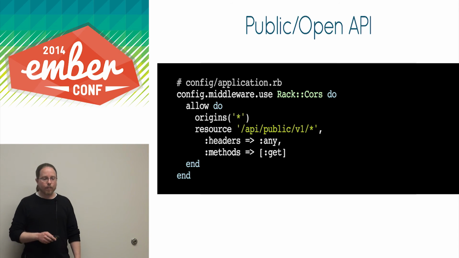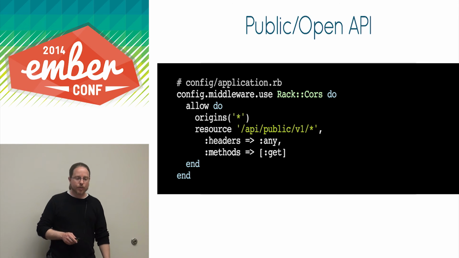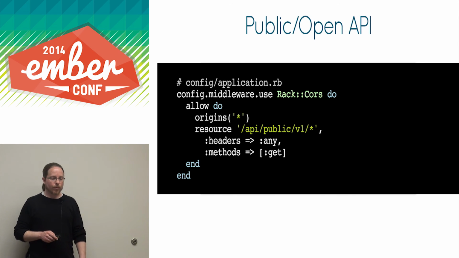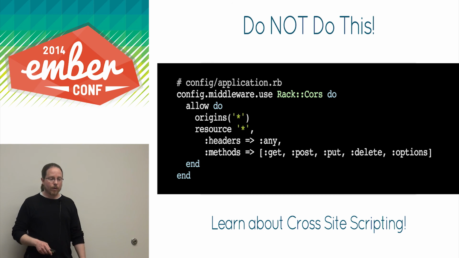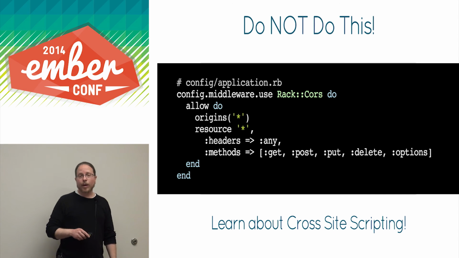If you wanted to make a public open API that doesn't need authentication, you might do something like this for your CORS settings that just tells it allow any headers, and you probably only want to just do a GET method. You probably really don't want to do this. You don't want to allow any methods on any resource from any domain. If you think that you need to do this, I would encourage you to learn about cross-site scripting and realize why this might be a bad idea. Maybe you do need to do it, but if you do, you're going to need to take some other precautions to make sure that you don't have some unintended consequences.